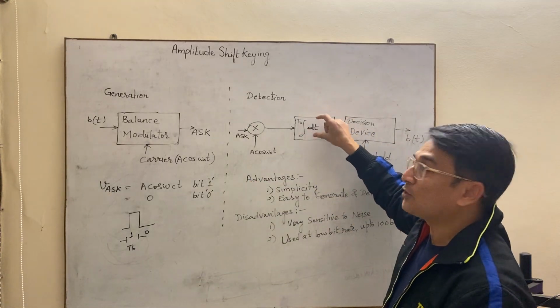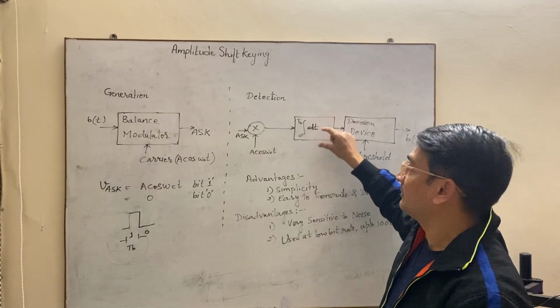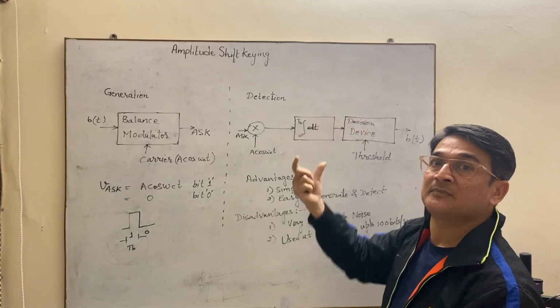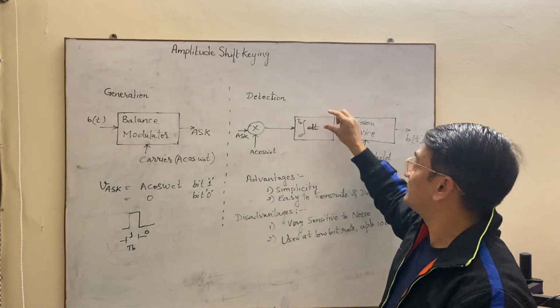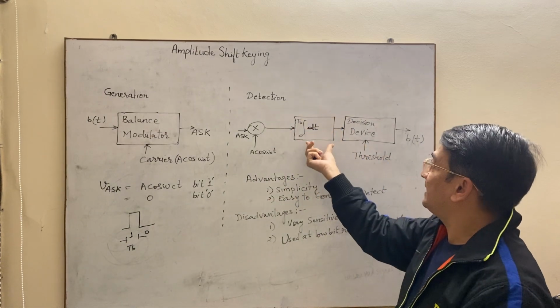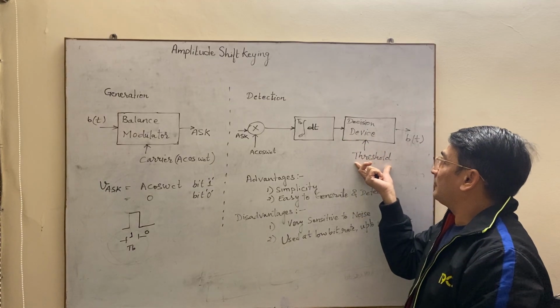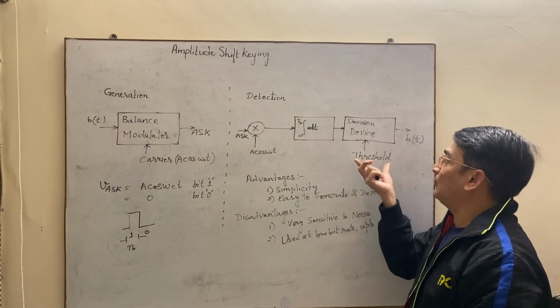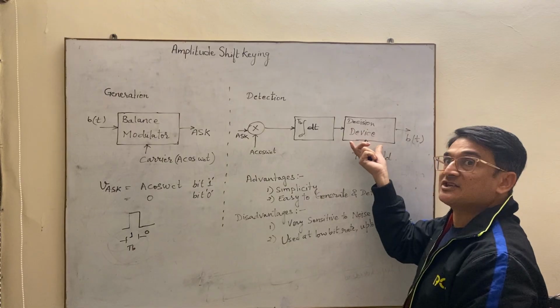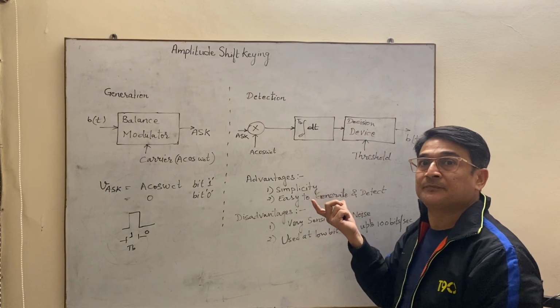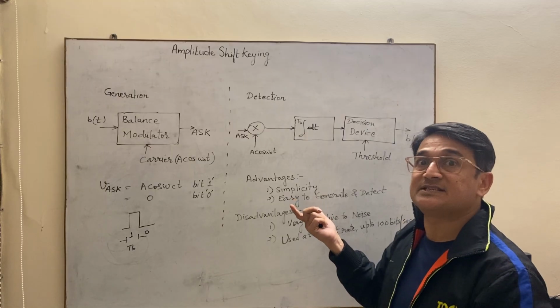So this low pass filter, or the integrator, not only removes the high frequency component, but it maintains the width of the pulse, which is TB seconds. Then this pulse is given to the decision device, where with the help of its threshold value, this device will decide whether the incoming signal is bit 1 or bit 0.